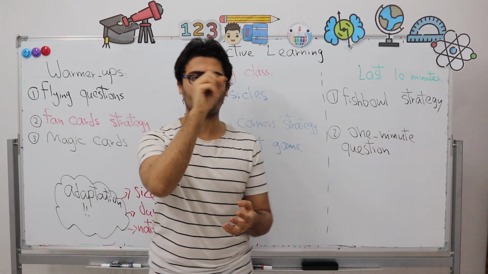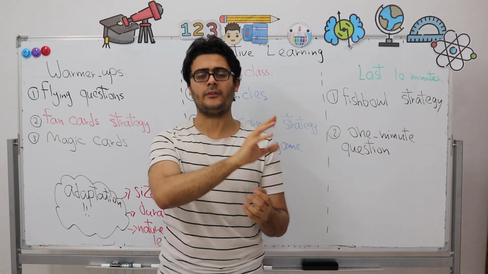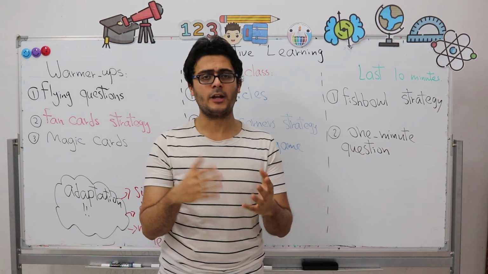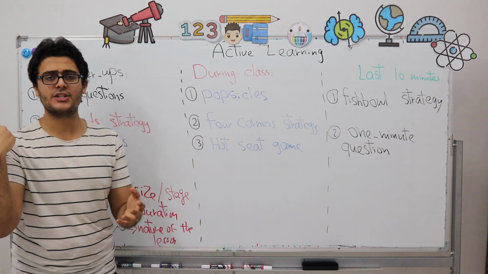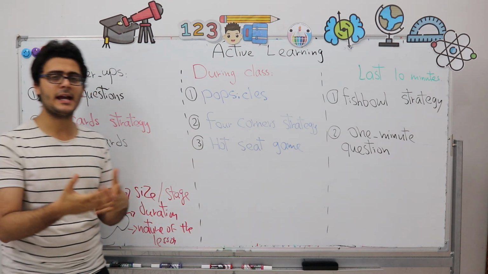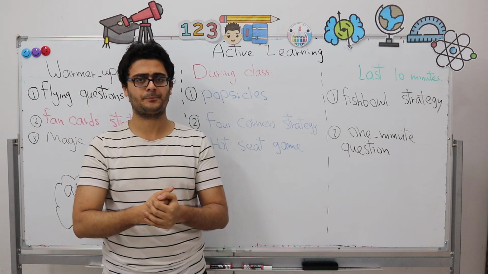The first one will draw the card randomly. The second one will read the question. And the third one will answer it. And of course, I don't have to tell you that these questions are from the previously studied lessons because this is the warmer-up stage. So they will be asked questions from the previously studied lessons as a revision.